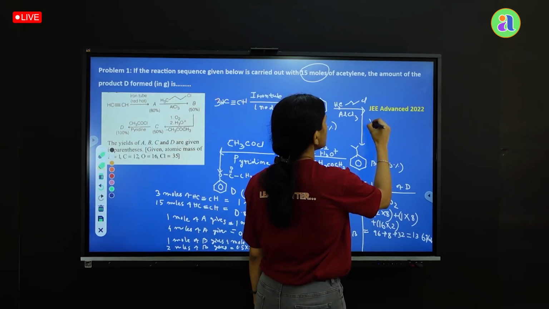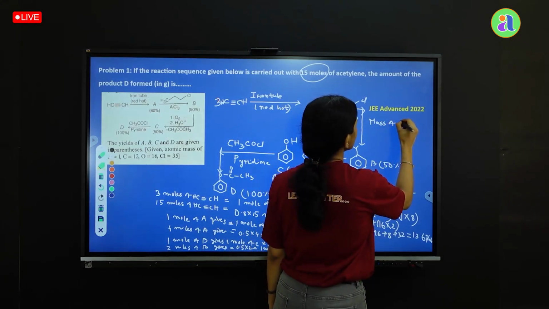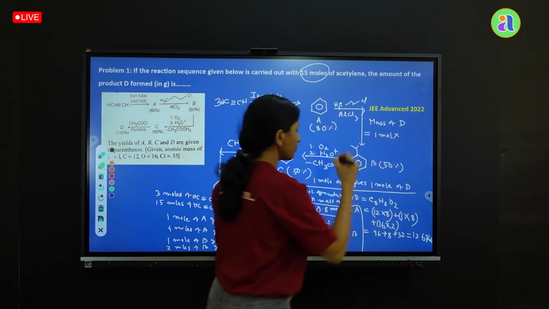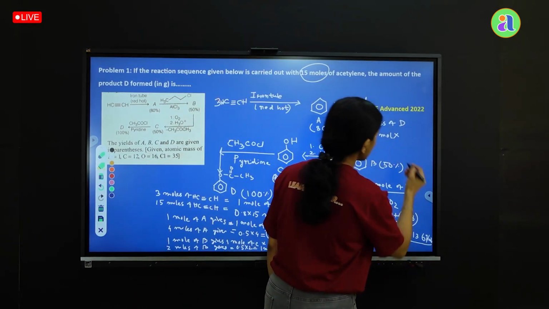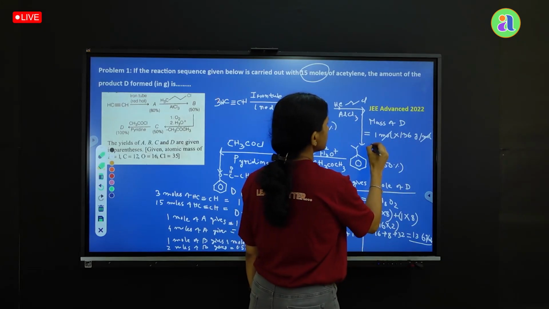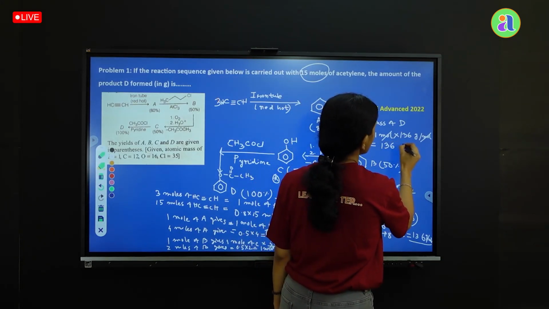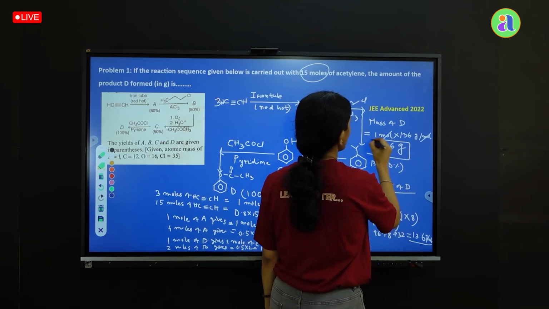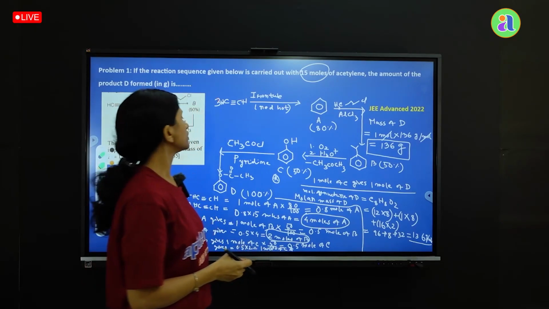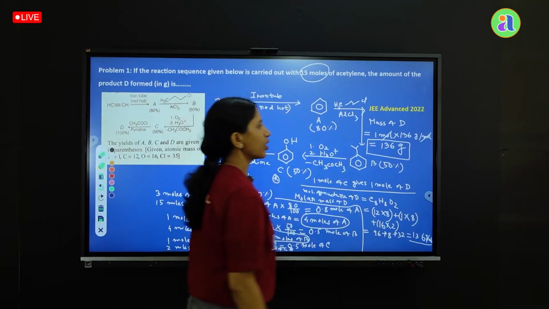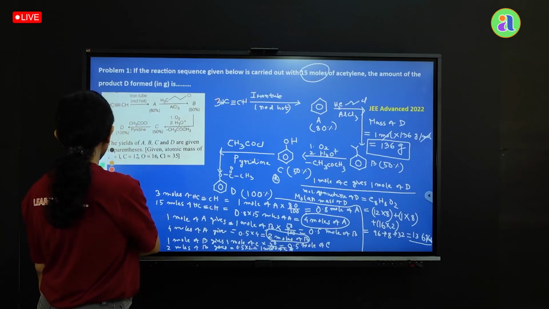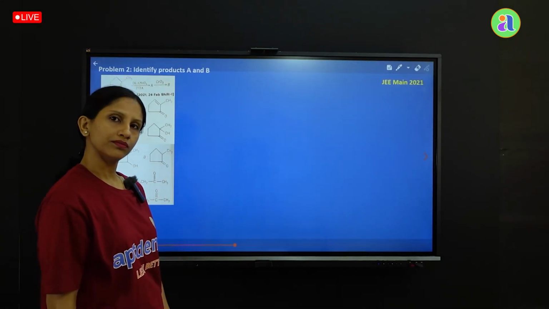So from there you can easily get the mass of D. Mass of D is nothing but the number of moles, that is 1 mole, times the molar mass of D, which has come out as 136 gram per mole. This mole would cancel out and we end up with 136 gram. So this is what we are asked to calculate in this problem, the amount of the product D which is formed in this reaction in gram. So 136 gram of D has been produced during this reaction, right? Very simple. I hope you have understood. So with that, let's move on to problem 2.